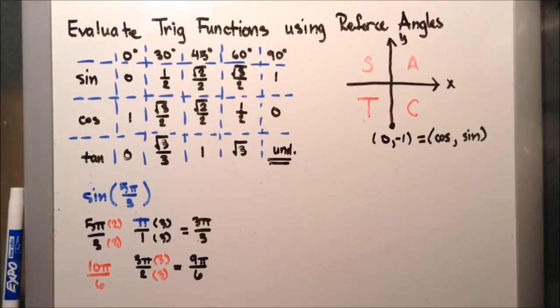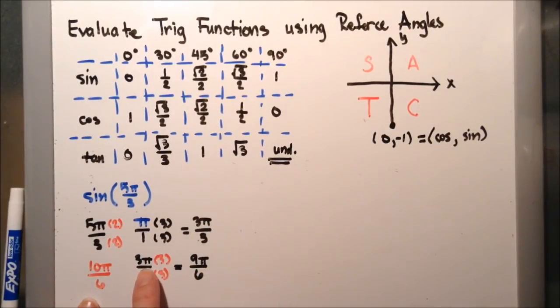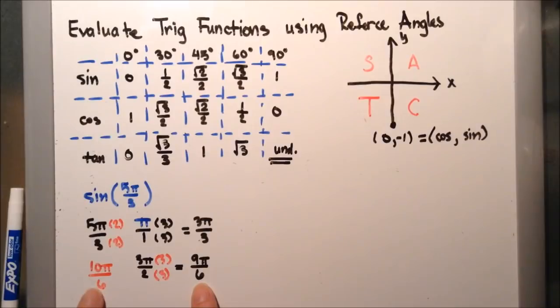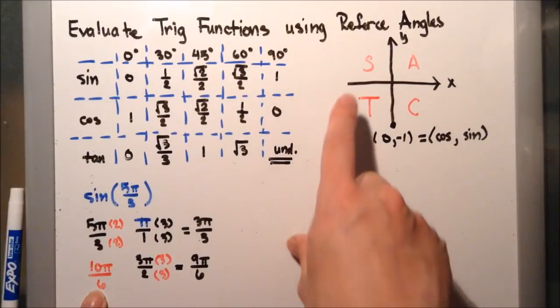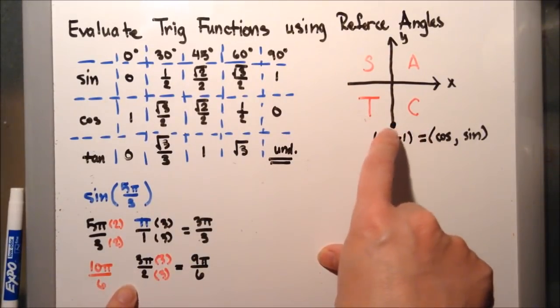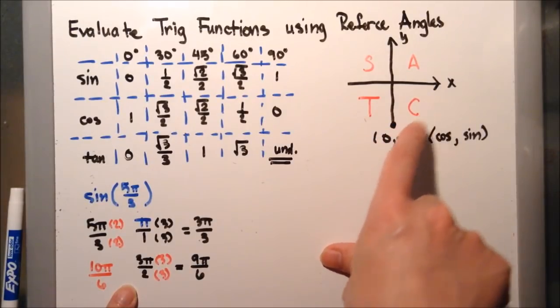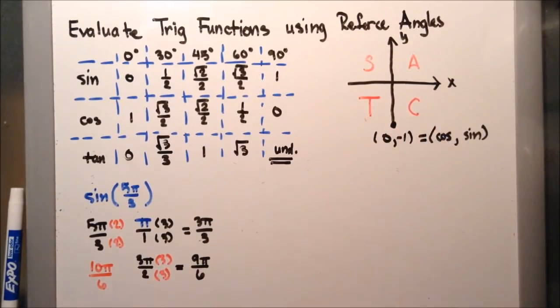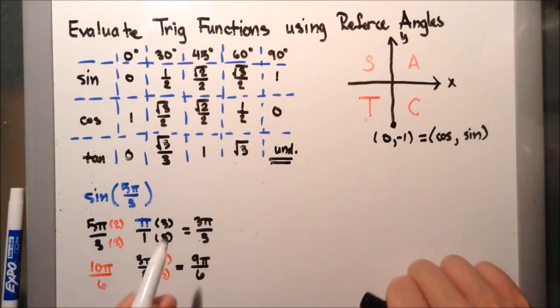So, 10 pi over 6 is equivalent to 5 pi over 3. If I compare it to 9 pi over 6, which is equivalent to 3 pi over 2, I notice that 10 pi over 6 is more than 9 pi over 6. So, that means that our radian is going to go past 3 pi over 2, so it's going to be in quadrant 4. So, we know that it's going to be in quadrant 4.